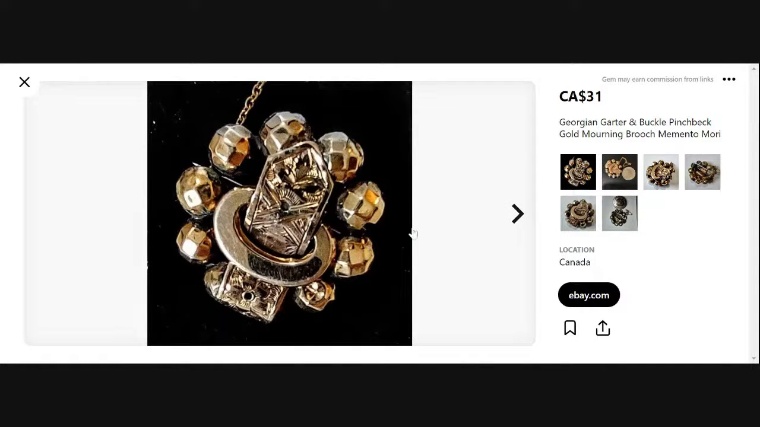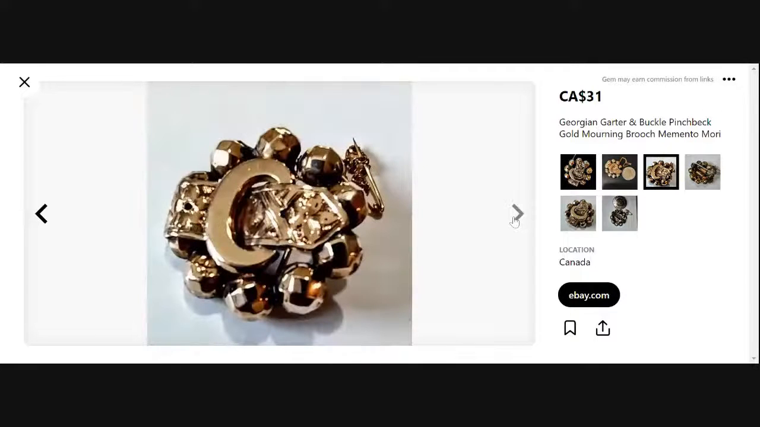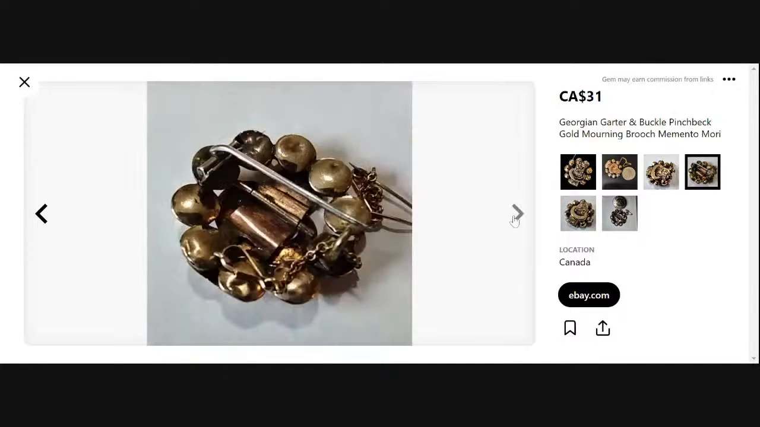And again, you've got a buckle. There's nothing to really indicate that this is a mourning piece, and memento mori is specifically to the "remember you will die" kind of circa 17th century pieces, so this I would not call that. We do have a T-bar as expected, the C catch. And it looks like this would have been like gold filled at best. They're calling it pinchbeck. Hard to know, but not a precious metal.